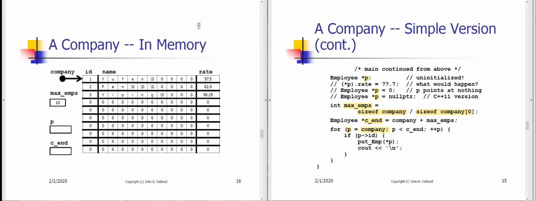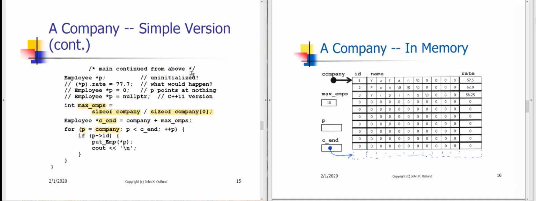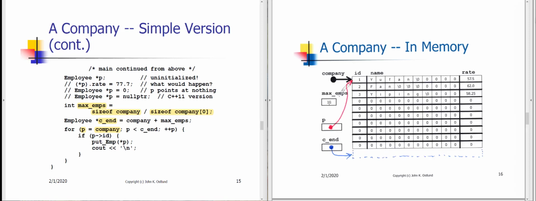I want to move my code over to the left so that I can draw on my diagrams on the right-hand side. Okay, so I've shifted my code to the left, and I've put up my diagram here on the right. CEnd has been set to company plus 10. So CEnd is actually pointing at this employee object that is one beyond the end of the allocated array. Then when I say P gets company, that's going to cause P to point to company sub 0. So now we have this situation.